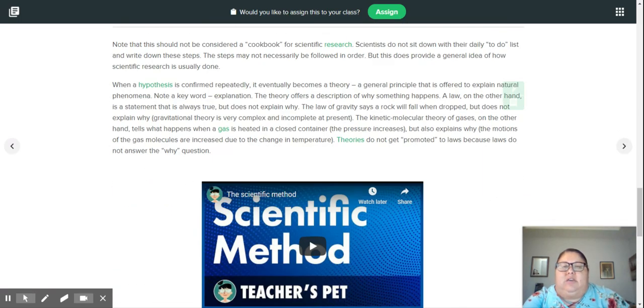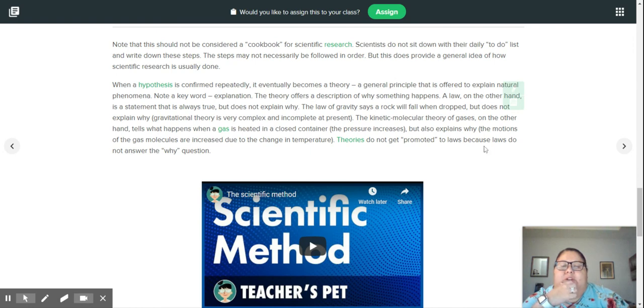Note that this should not be considered a cookbook for scientific research. Scientists do not sit down with their daily to-do list and write down these steps. The steps may not necessarily be followed in order, but this does provide a general idea of how scientific research is usually done. When a hypothesis is confirmed repeatedly, it eventually becomes a theory, a general principle that is offered to explain natural phenomena.